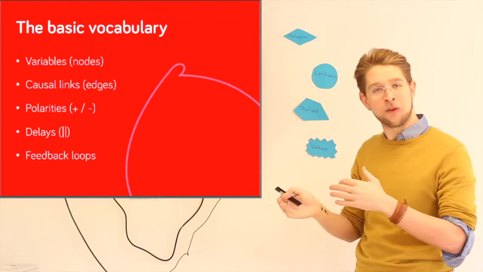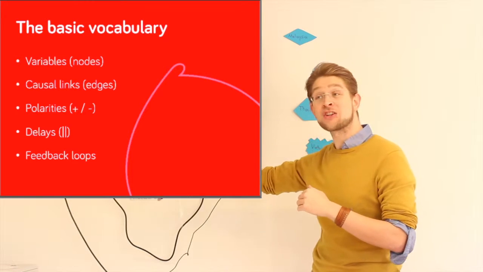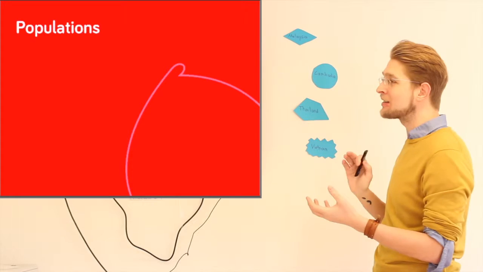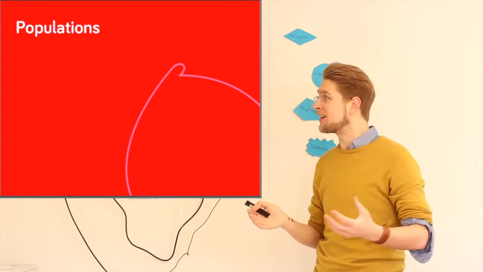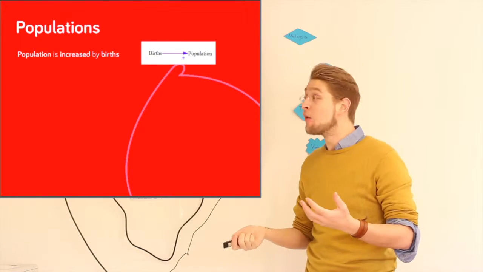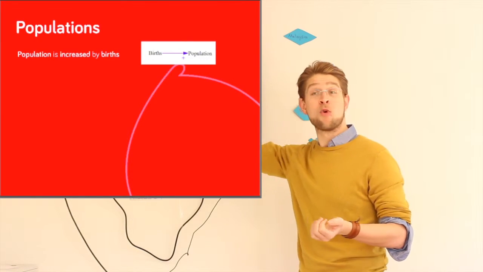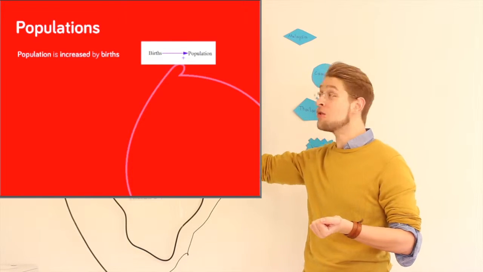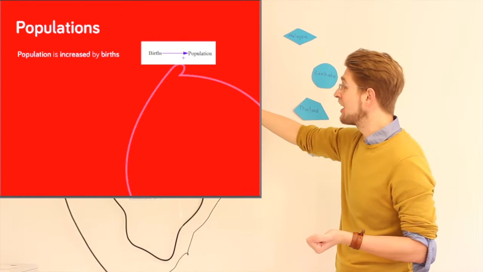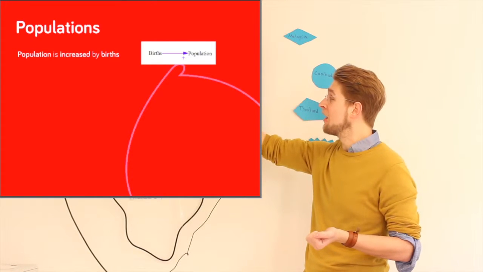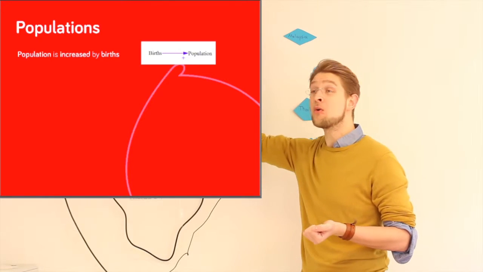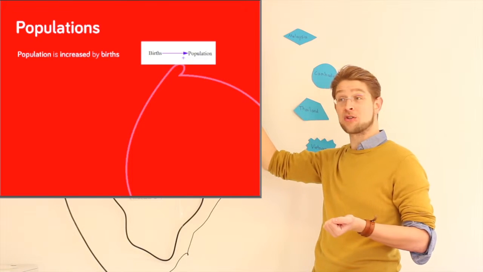And delays are represented by these kind of double bars. So let's take an example, and then you'll see those things in action, and you'll see what it is as a tool and how you might use it. So one way of looking at it is to say, okay, let's talk about population size. Population is increased by birth. The more births there are, the more population there is. So we have these two nodes, and we have a causal link between them, births and population, and we have a polarity, the plus sign. What that means is the more births there are, the more the population grows. The fewer the births there are, the slower the population grows.